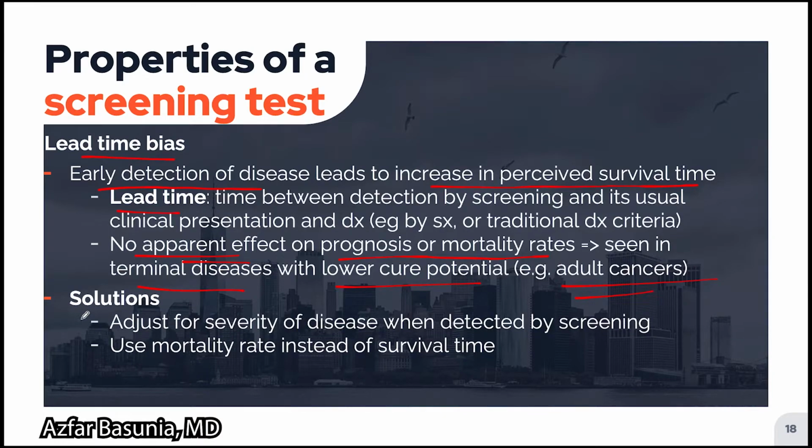Two possible solutions for lead time bias include, number one, adjusting for the severity of disease when detected by screening. For example, with adult cancers, noting the stage of the cancer at the time of detection by screening. A second possible solution is using mortality rates instead of the survival time.